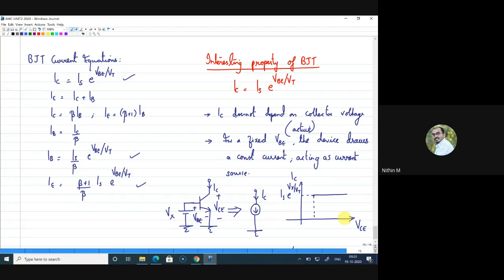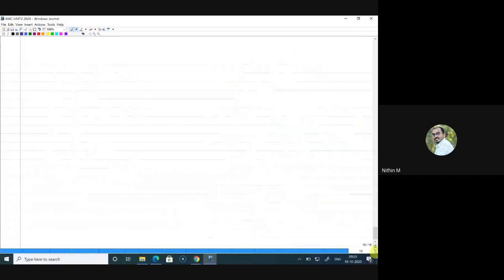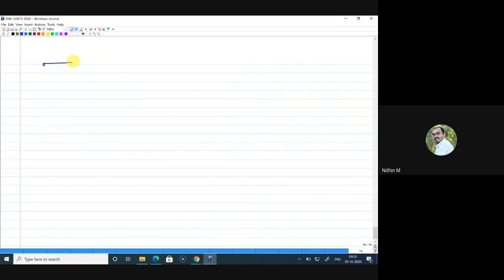Probably I was explaining this from the MOSFET and I did not explain it in that way. I hope you would have understood why a device operating as a constant current source can act as an amplifier. This is true for both BJT and MOSFET. Say I have a dependent current source. We have seen that even in the initial classes.